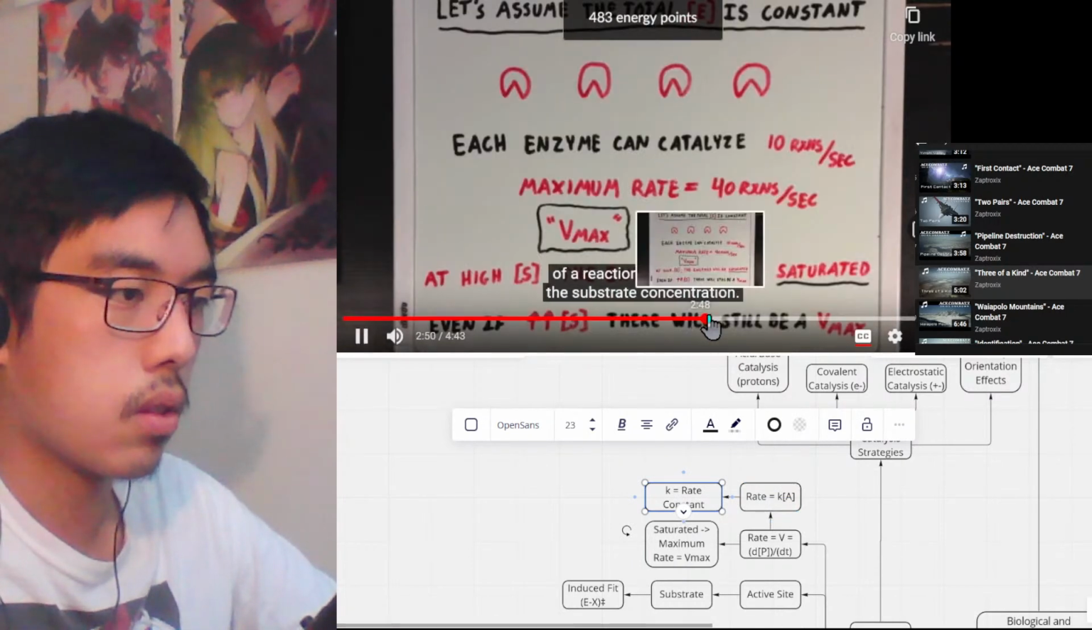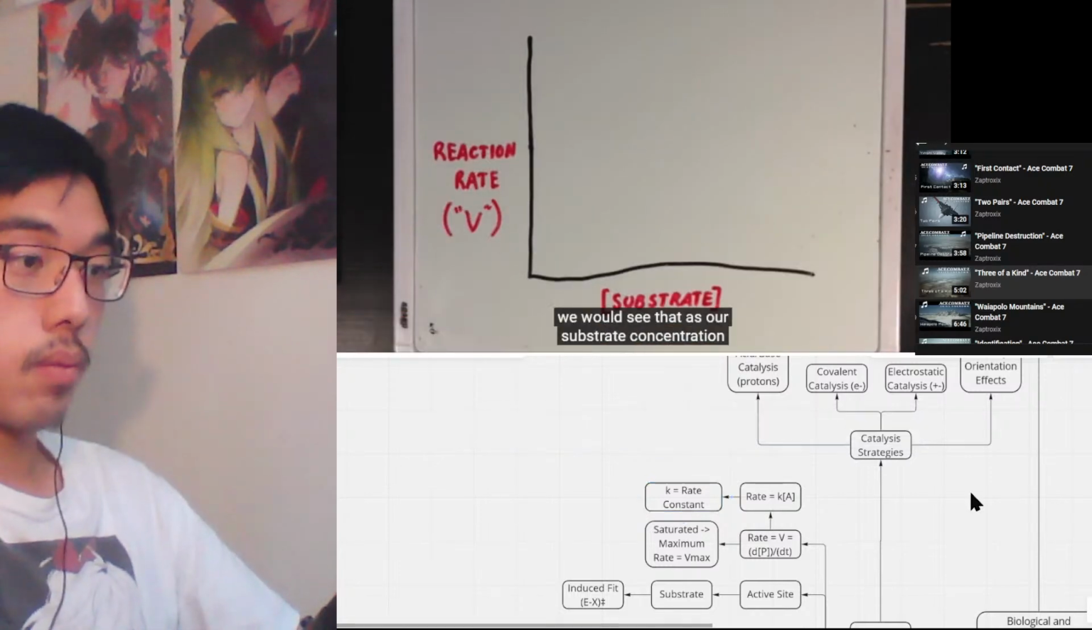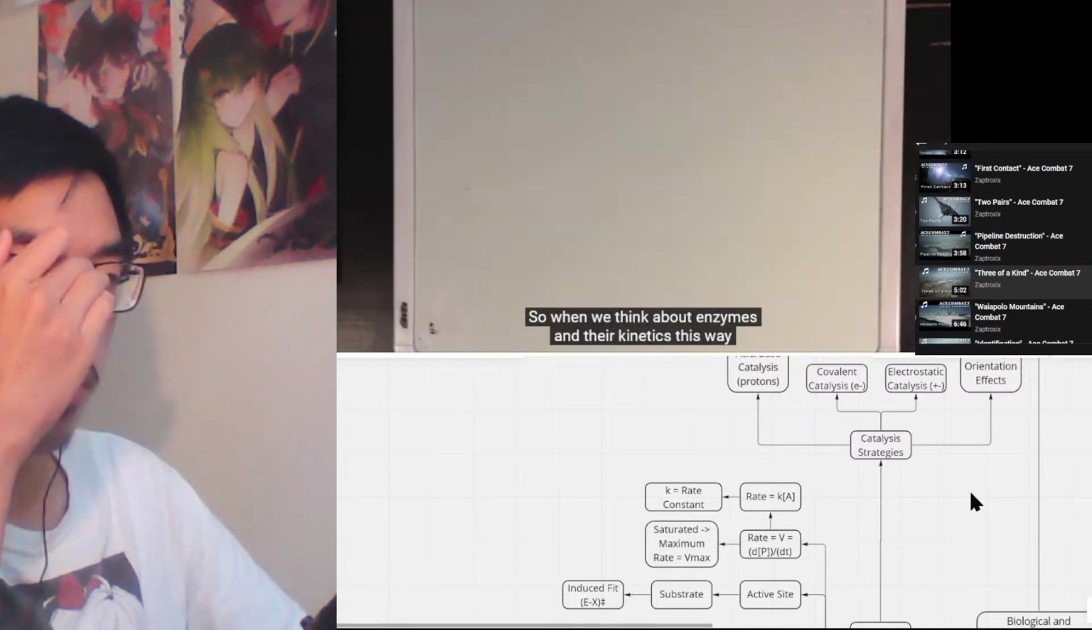So we can increase the rate of reaction by increasing the substrate concentration. If we were to look at a graph and plotted the reaction rate V versus our concentration of substrate, we would see that as our substrate concentration got really, really high, the rate would level off as it approached our Vmax value.